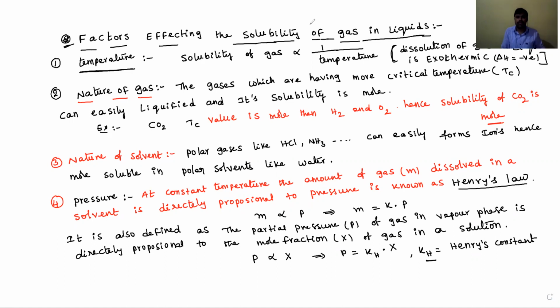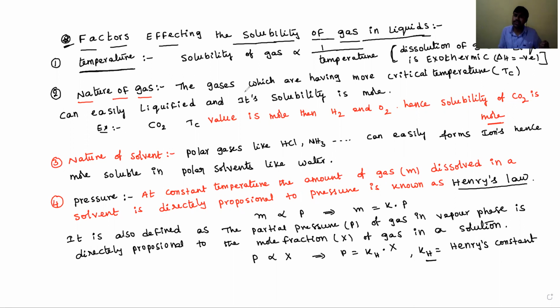Okay students, what are the important factors affecting the solubility of gas in liquid? The first one is temperature, the second one is nature of gas, the third one is nature of solvent, the fourth one is pressure. These are the main important factors affecting the solubility of gas in liquids. We have already discussed the temperature effect. How does temperature affect the solubility of gas in liquids?